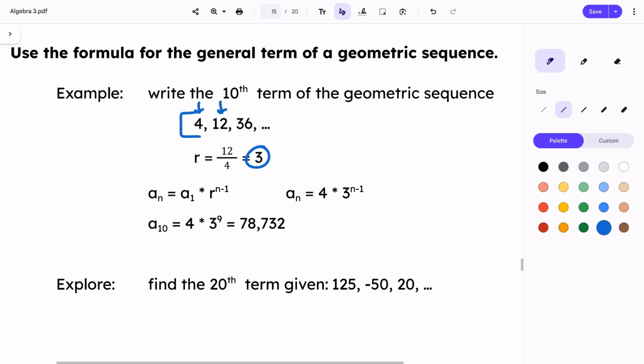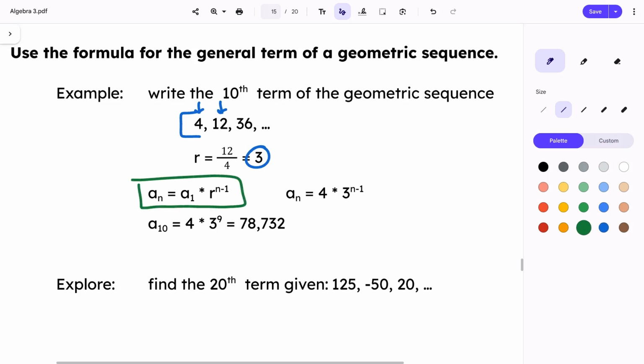Now, to find the 10th term, could I multiply by 3 a whole bunch of times and count out to 10? Yes, I could. But there might be a faster way, especially if they wanted like the 100th term. That would be way down the line. I don't want to have to sit there on my calculator and go times 3 times 3 times 3 100 times. Okay, so this formula that we saw at the beginning of class, this one here, is what we can use.